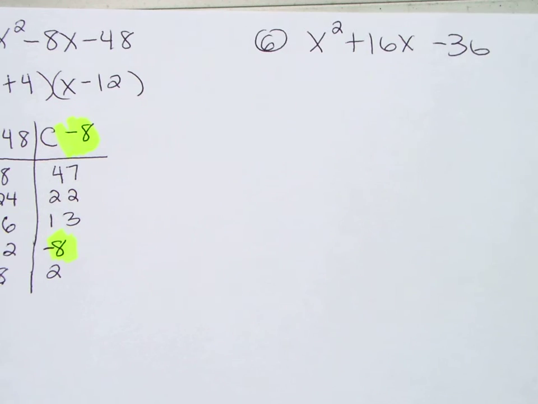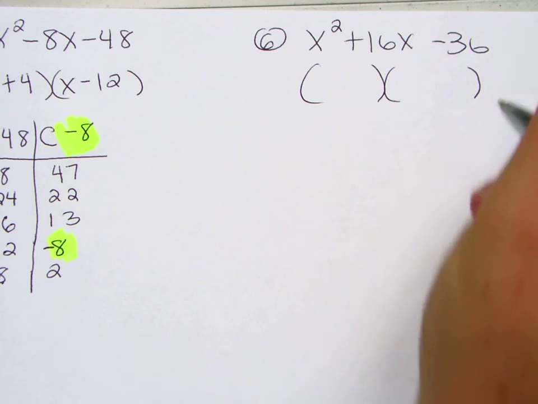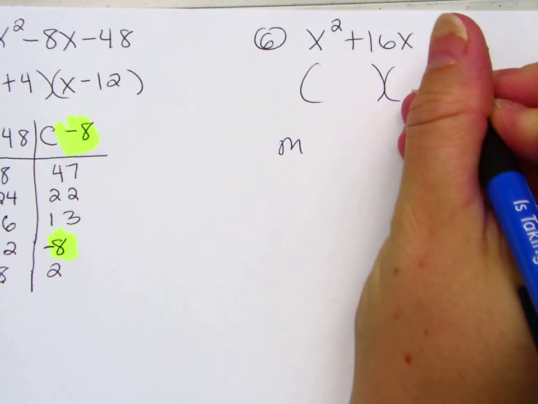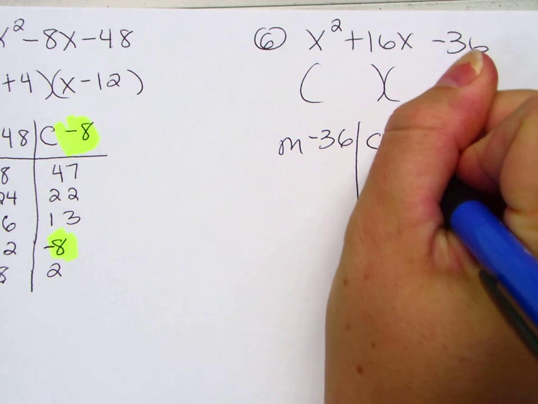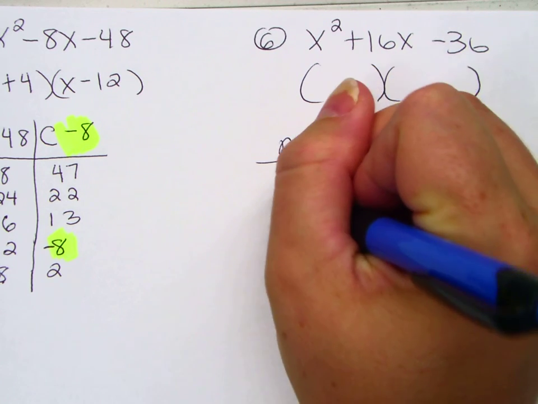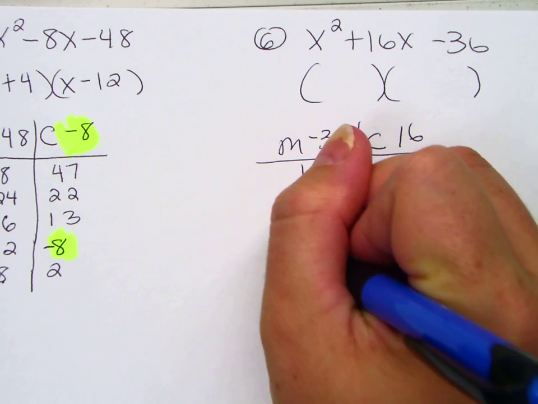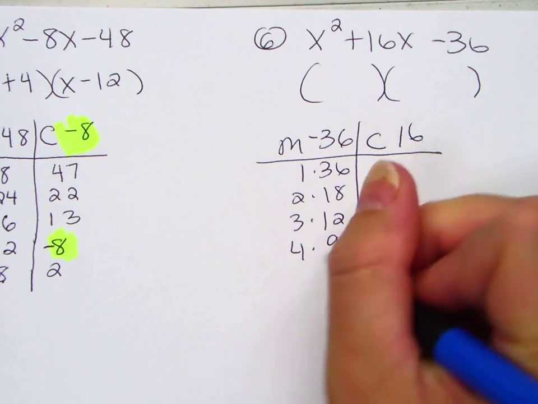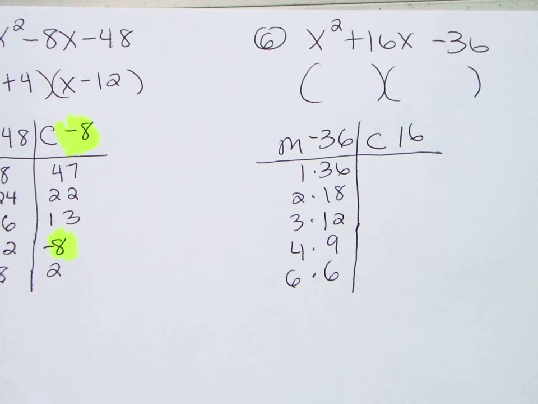All right, number 6. Same process. Are you bored yet? Is this too easy yet? Multiply to negative 36. Combine to positive 16. All right. 1 times 36. 2 times 18. 3 times 12. 4 times 9. And 6 times 6. This is why your multiplication tables are so important.